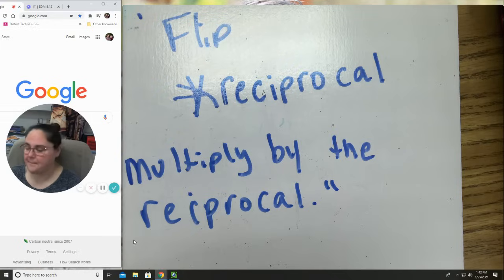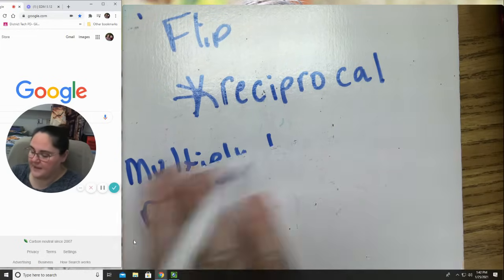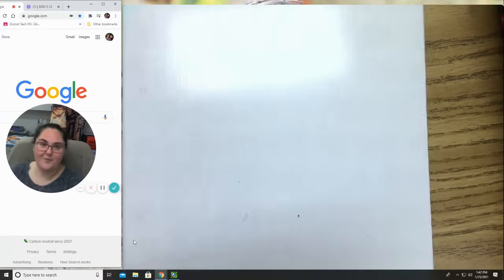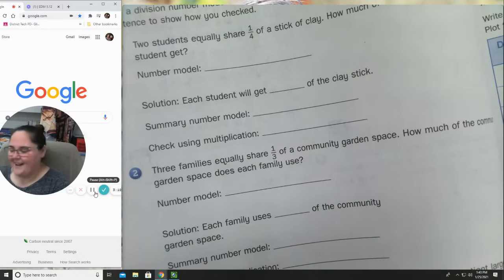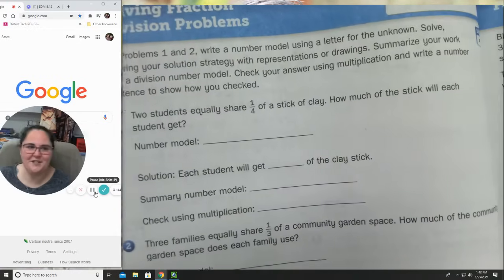Okay? So we're going to be working a lot in our math workbook. I hope that you got that down. Before we do anything else, I want you to tell me what is the rule when dividing by a fraction. Go. All right, you should have said keep, change, flip.